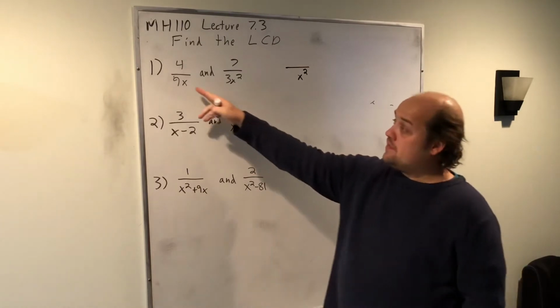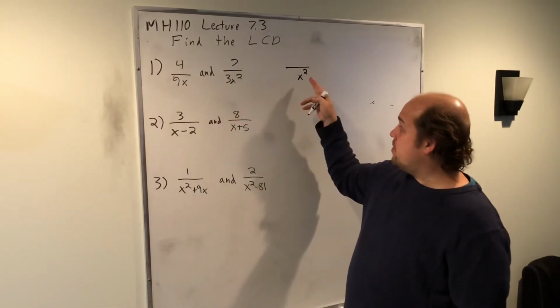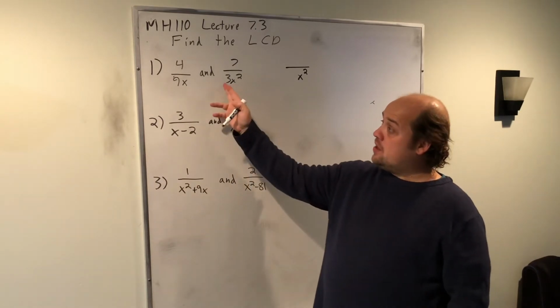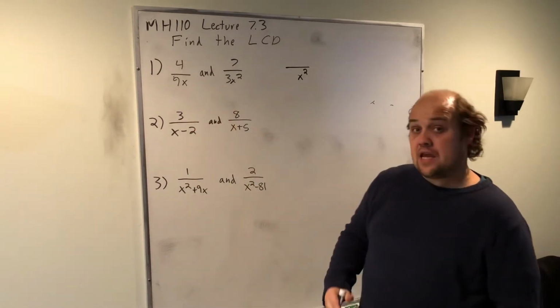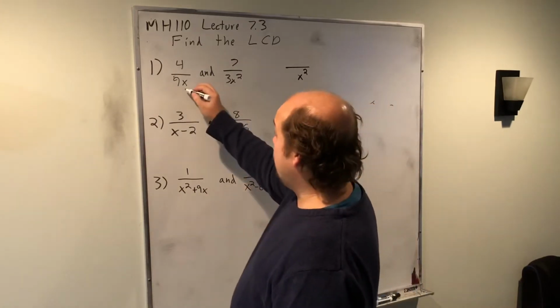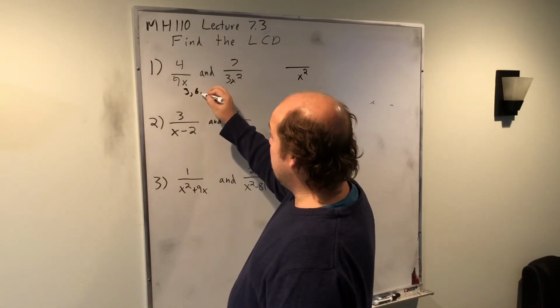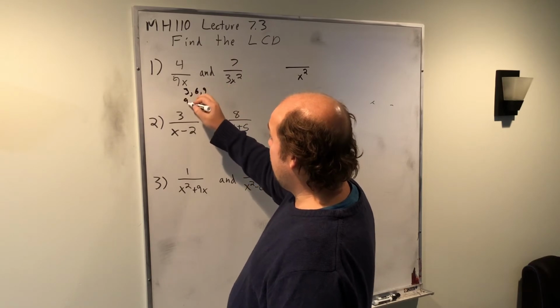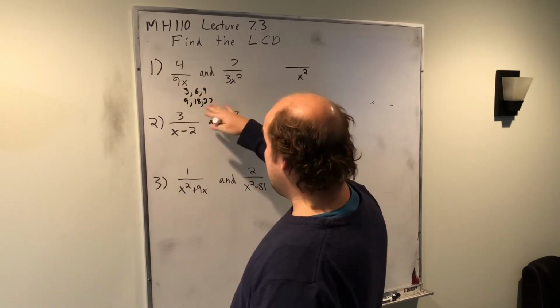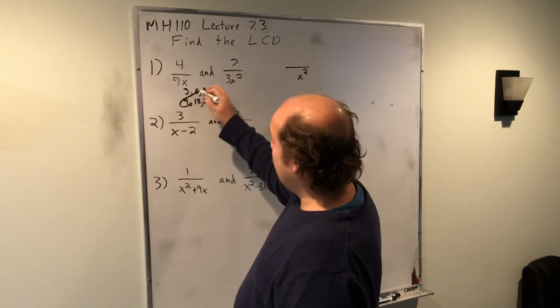So here I have the single power of x, I have x squared, the highest power of x I see is x squared. I then look at the numbers 3 and 9, and I say, what's the least common multiple between them? If I wrote out the multiples of 3, it'd be 3, 6, 9. If I wrote out the multiples of 9, it'd be 9, 18, 27.